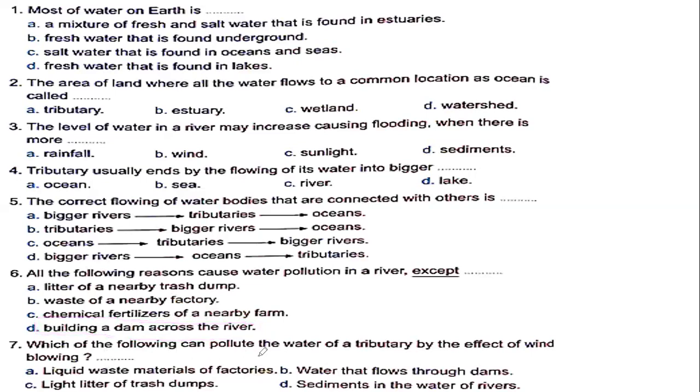Which of the following can pollute the water of a tributary by the effect of wind blowing? Wind blowing, does anyone remember? Liquid waste materials of factories, water that flows through dams, light litter of a trash dump. Remember the trash dump? It is far from the water, but by wind, the waste will be carried into water bodies.